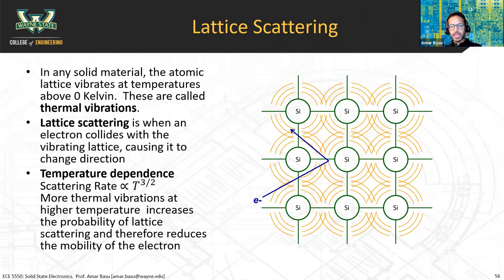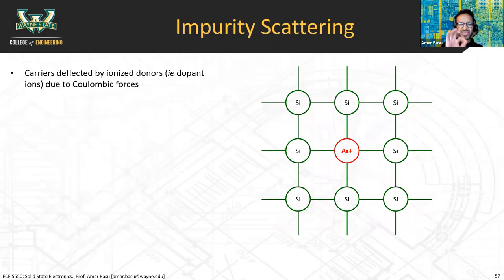So now we go on to the second scattering mechanism, called impurity scattering. This is a little bit more complicated, but not terribly. This is where carriers are deflected by ionized donors. In fact, it's called dopant ions, due to Coulombic forces. Imagine that we have a doped semiconductor, an N-type semiconductor. Remember that the arsenic ion is a column five element. It had an extra electron. The electron is moved somewhere else in the lattice, and you're left with a positively charged nucleus. So this is a dopant ion.